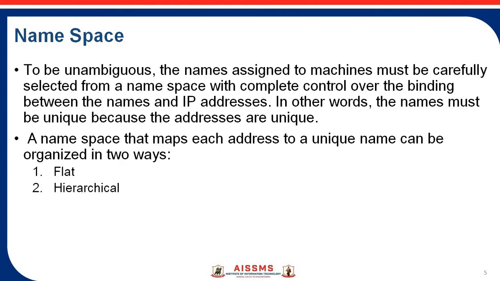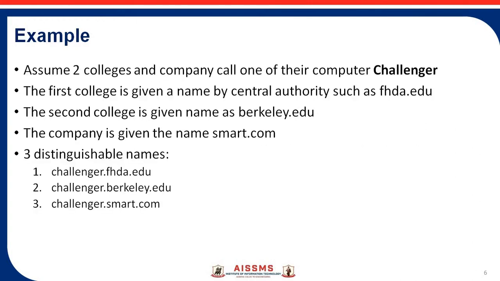First, we will see flat namespace. In a flat namespace, a name is assigned to an address. A name is a sequence of characters without structure. The names may or may not have a common section. If they do, it has no meaning. Hierarchical namespace.